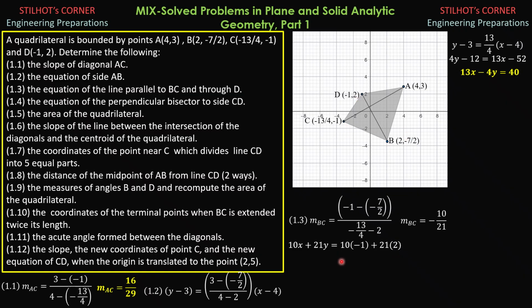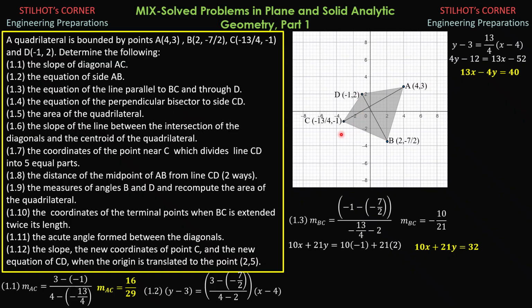So simplifying this, 10x plus 21y equals 32. So we already finished 1.3. Let's proceed to 1.4, the equation of the perpendicular bisector to side CD.